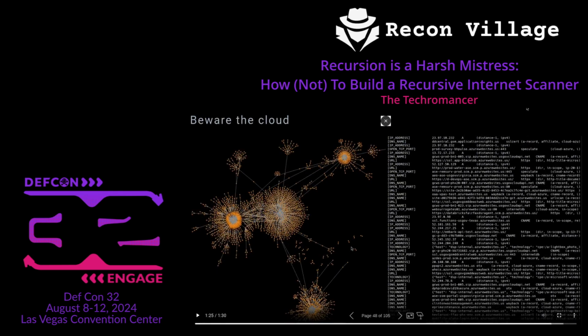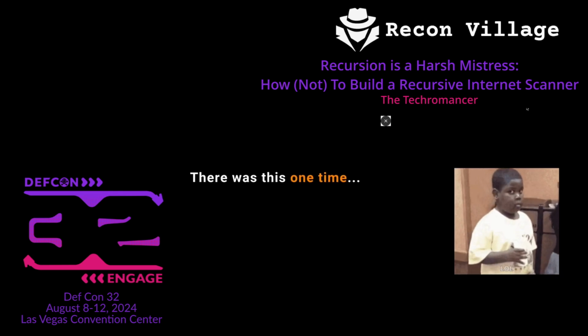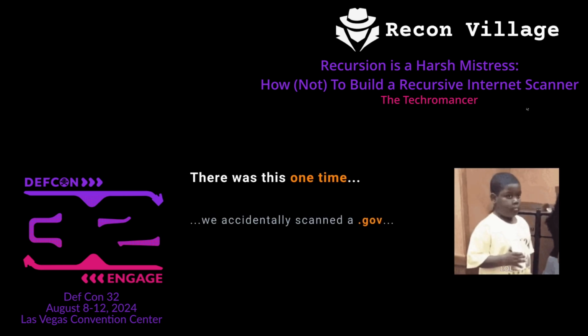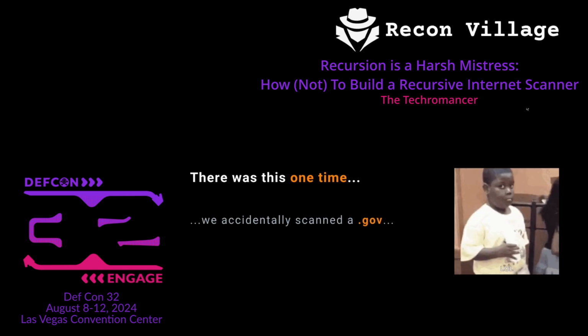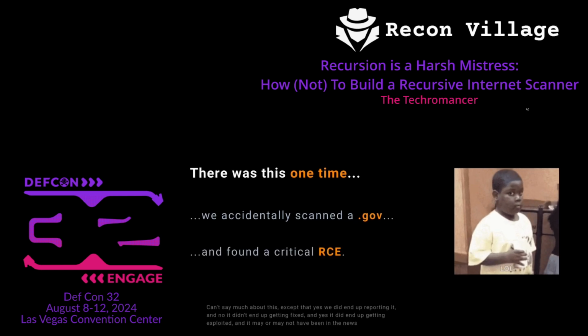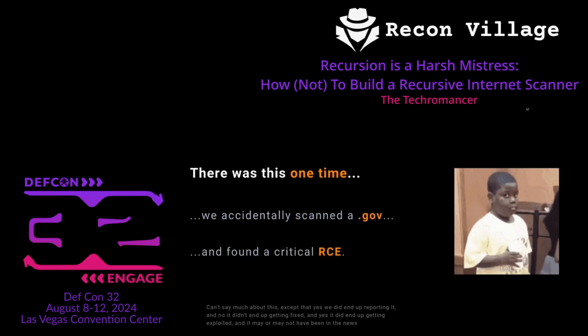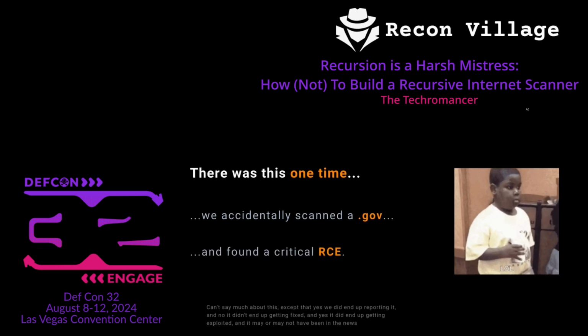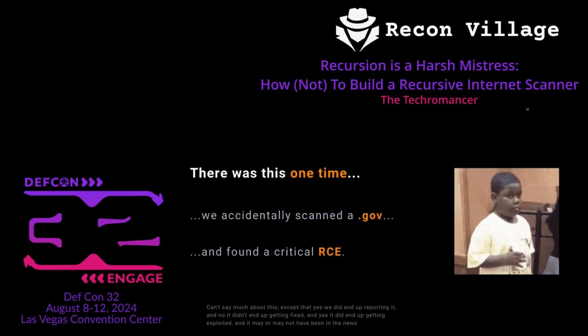So yeah, there's this one time when we accidentally scanned a .gov. This was kind of embarrassing. What made it worse was that we found a critical RCE on the .gov. And so we were talking, like, should we report this? Obviously we have to report it. It's a .gov. It's a critical.